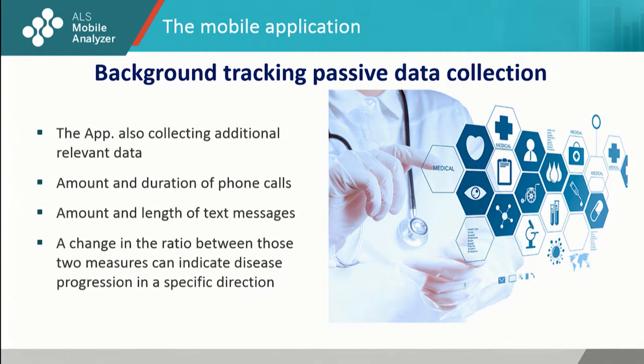The app also collects in the background passive data like the amount and duration of phone calls as well as length of text messages. A change in the ratio between those two measures can indicate disease progression in a specific direction. Like if some patients start texting instead of talking, it might suggest voice difficulties, and if someone started talking instead of texting, it may suggest fine motor skill difficulties.